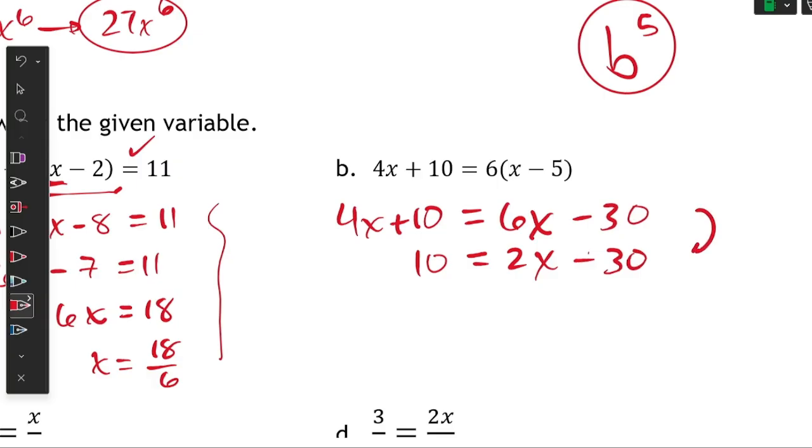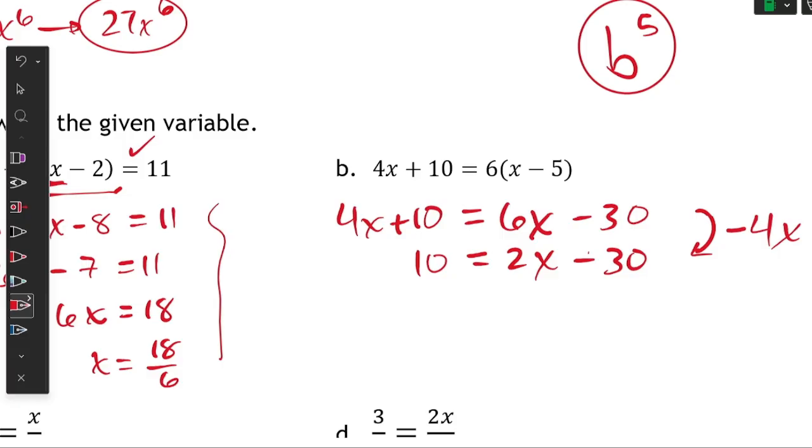I know that you've had teachers that say, hey, write this in between, but really, I think it looks a lot cleaner if you just say, hey, what did you do to both sides? You subtracted 4x. You took away 4x from the left-hand side, you took away 4x from the right-hand side. You can see what your equation was and what it becomes.